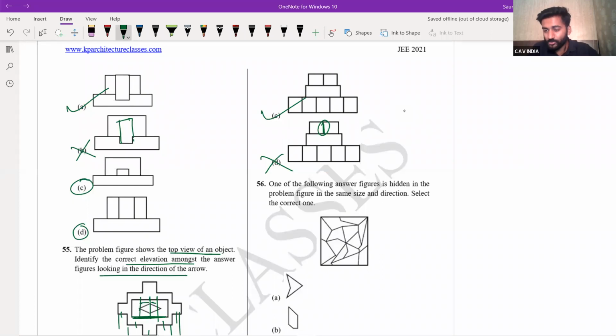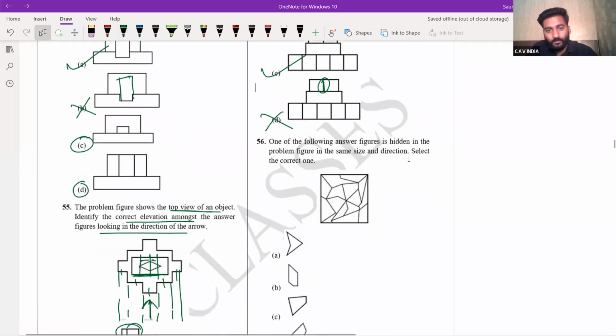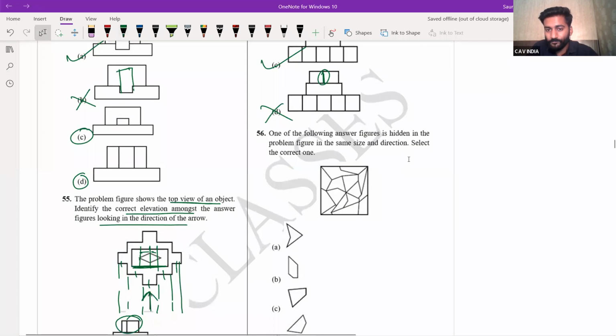This is how you can solve the questions in which a plan is given, let's say, and they are asking about a particular elevation. All clear till now? If you are having any doubt, you can ask.